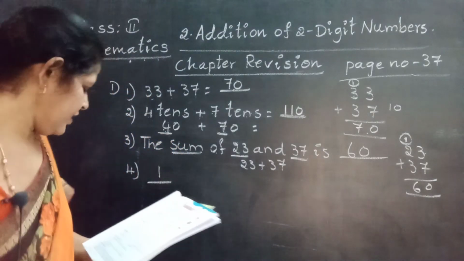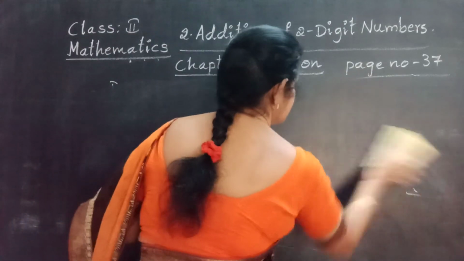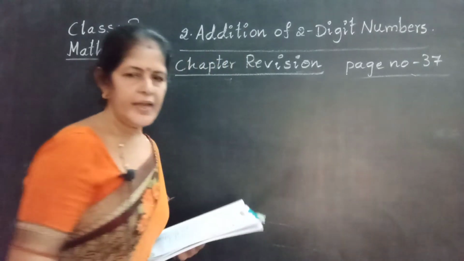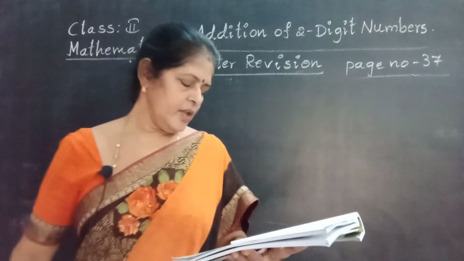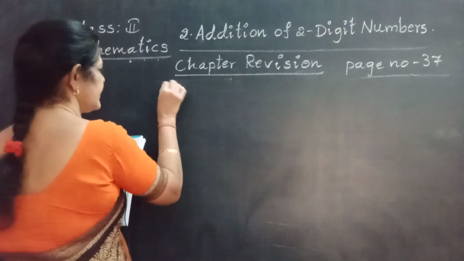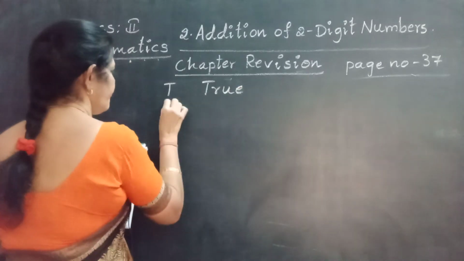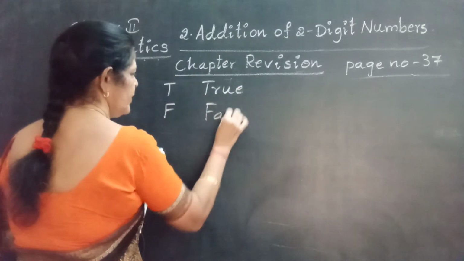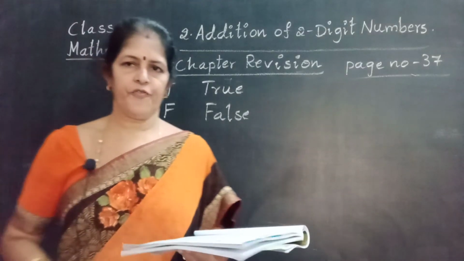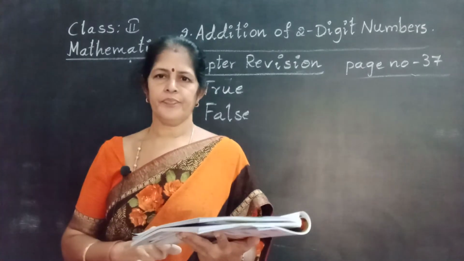Go to Roman E. Write true or false. Correct or wrong? Write T for true, F for false. T for true, correct. F for false, wrong. Read the given statements and put T or F. Okay, come on, see. First one. Ready now? Come on.